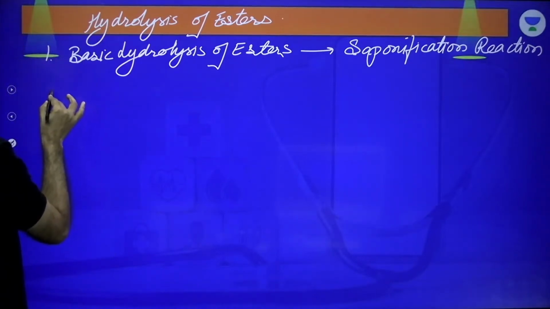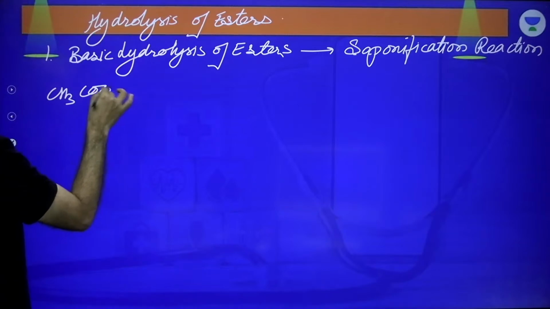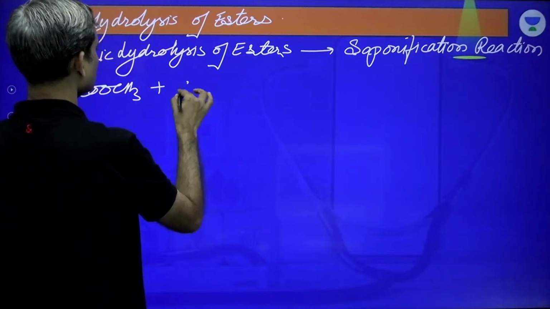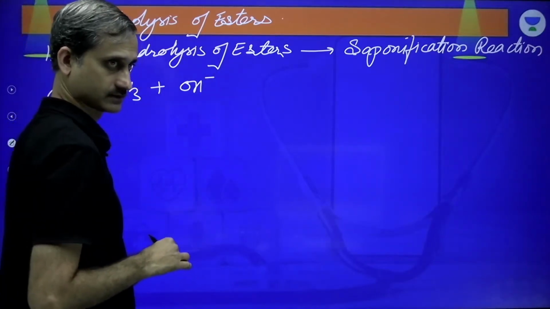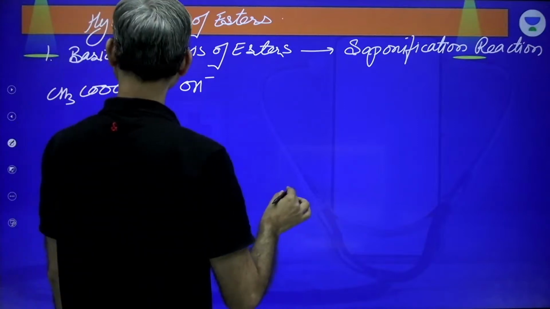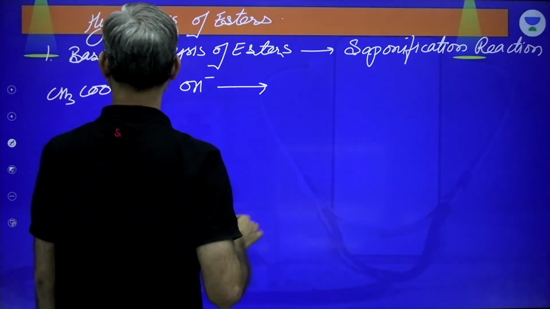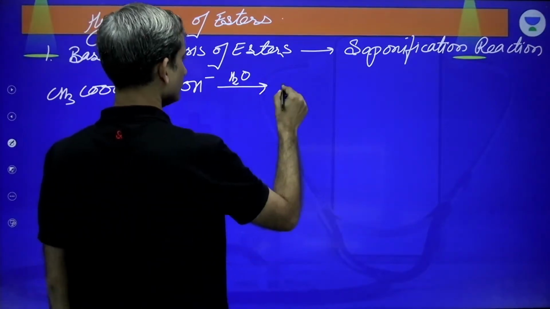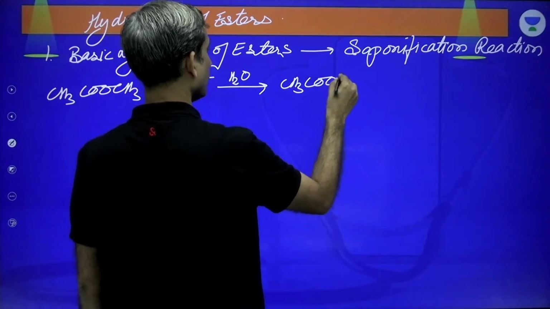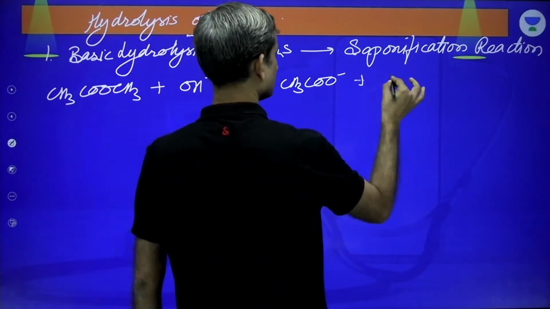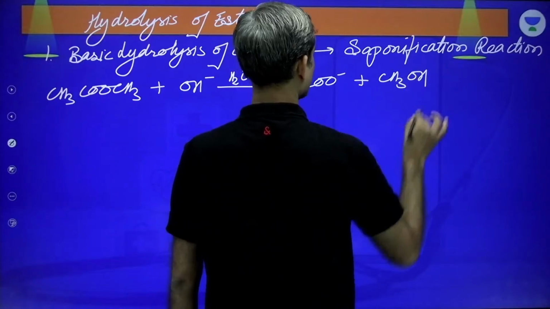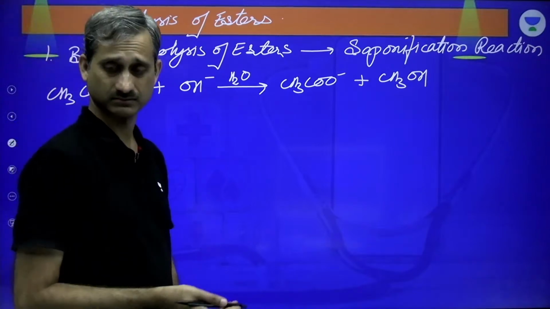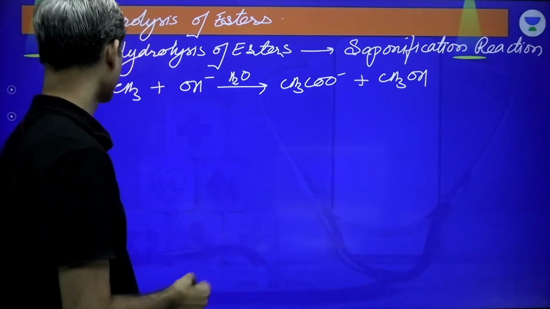We have an ester, CH3COOCH3. We react it with OH minus. Clear? When we react it with OH minus, we get the product, and of course H2O is the medium. We get the products as CH3COO minus plus CH3OH. So these are the products that we are going to get. Now let's see the mechanism of this reaction.